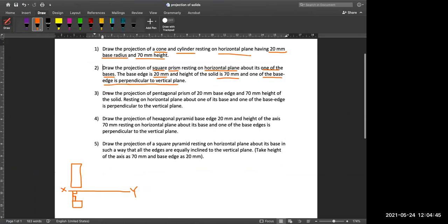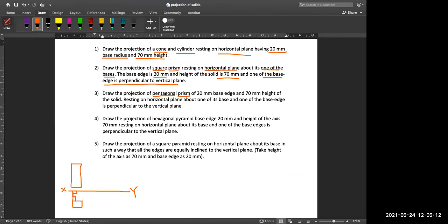Now question number 3. Draw the projection of a pentagonal prism. You have to underline what information you have to keep in your mind. The projection of a pentagonal prism. This is a pentagon, so it must have 5 sides. It is a prism, so the top face and the bottom face must be parallel to each other.